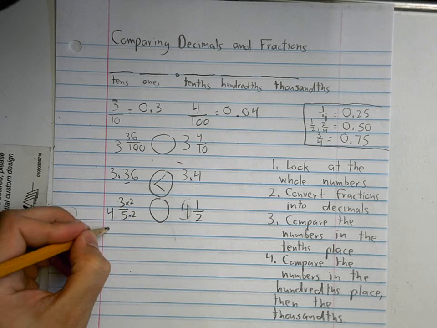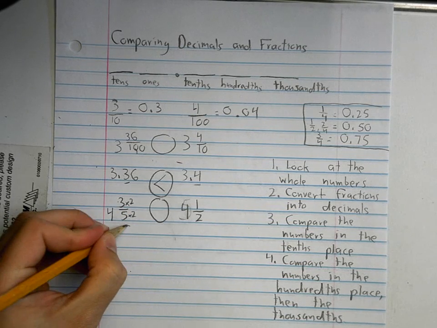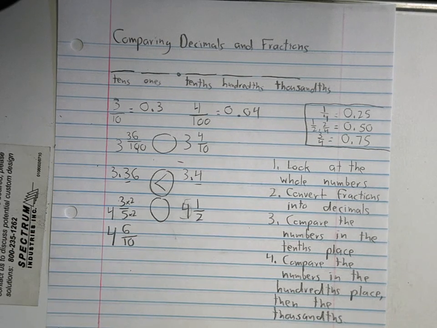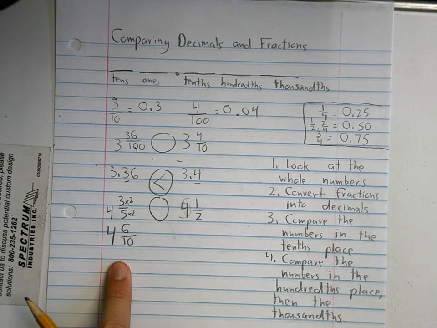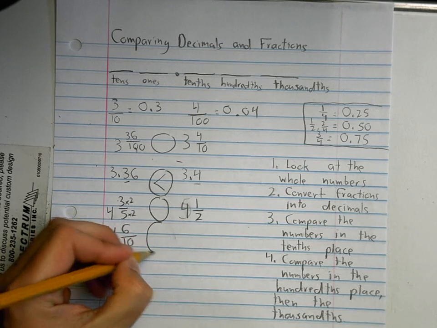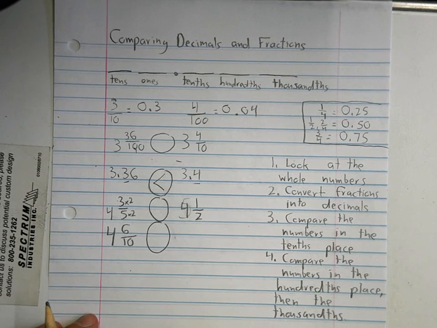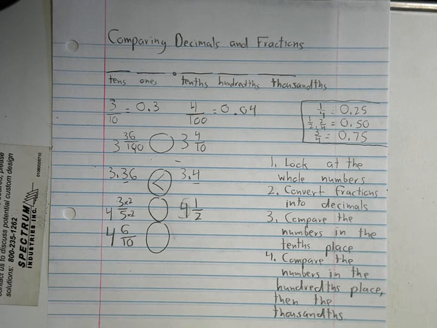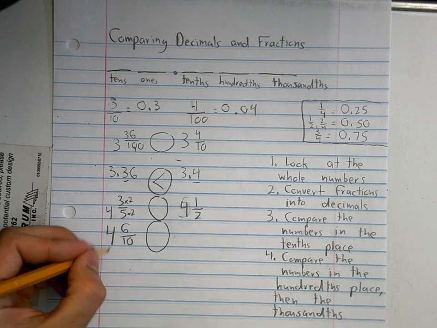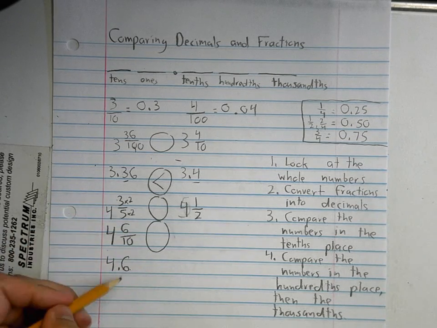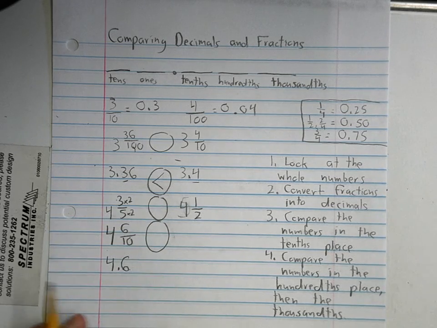And that makes our new fraction 4 and 6/10. Can I write a decimal for 4 and 6/10? How do I write 4 and 6/10 as a decimal? Don't I have a tenths place? I do. So how do I write it as a decimal? Donovan. 4.6. 4 and 6/10, so 6 in my tenths place.